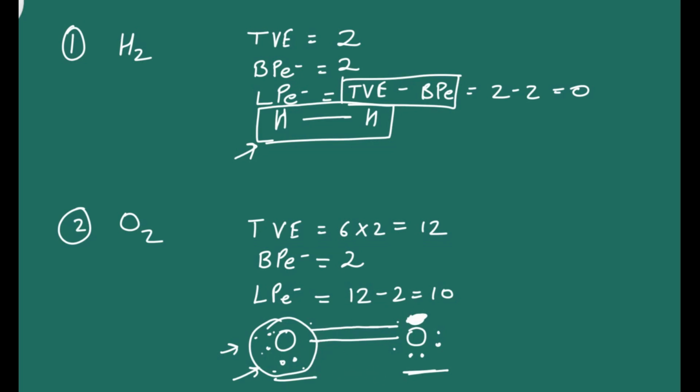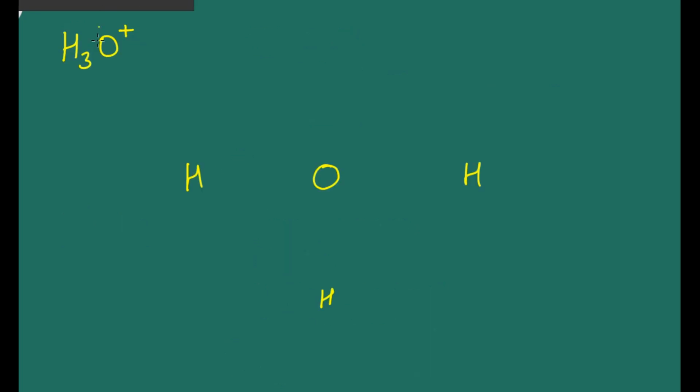Now let us consider some higher examples. Now we will take the example of H3O plus. In this particular case, total valence electrons will be 6 for oxygen, 1 for hydrogen, but there are 3 hydrogens, so you have to multiply it by 3, and there is also a positive charge, and we know that if there is a positive charge you have to subtract it from the equation. Now calculate: 6 plus 3, 9 minus 1, 8.